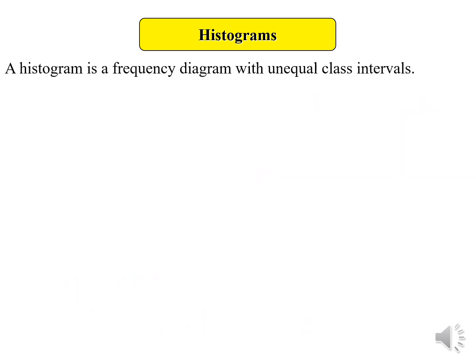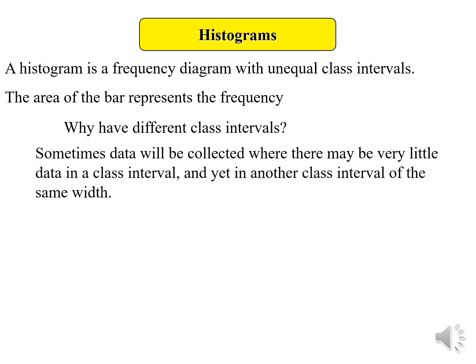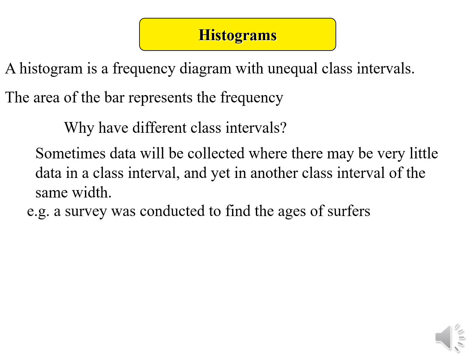Now we will see, if the class intervals are of unequal size, can we still use the histogram? First of all, the area of the bar represents the frequency, right? Hence, we have to define different bars for the different class widths. Sometimes the data collected will vary very little in some class intervals, hence we have to change the class intervals, so the width of class intervals is not the same. A survey was conducted to find the ages of people. This is the example we are going to use.